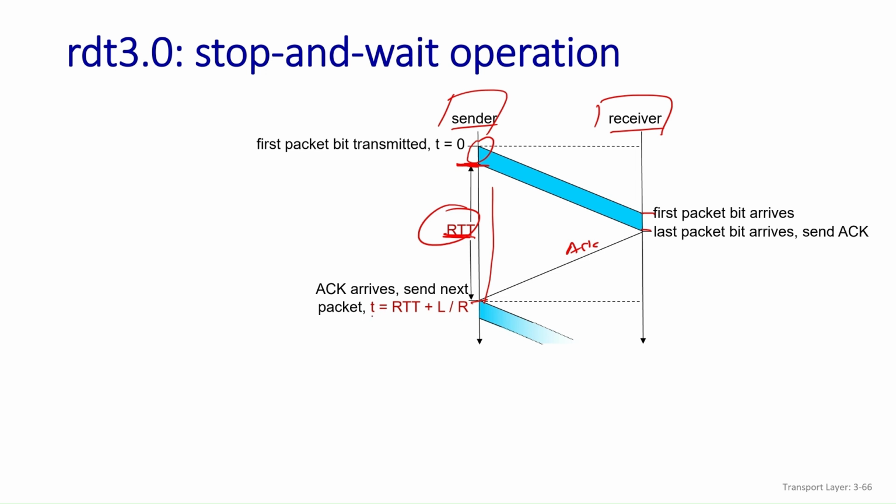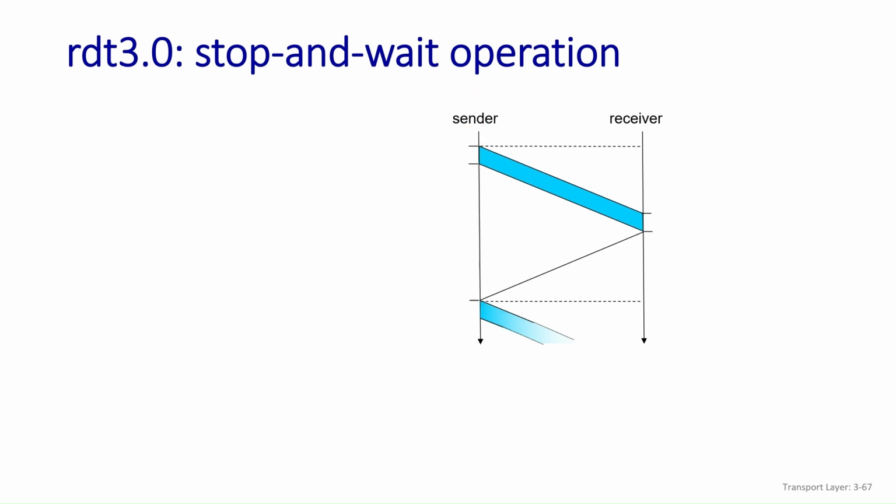So how much time is it taking? The total time is RTT plus L over R. This L over R is the transmission delay, the time taken to send this data packet having 8,000 bits. So if I now calculate the utilization of the sender, this is the RTT, the time that we are waiting to receive an acknowledgement after sending the packet.